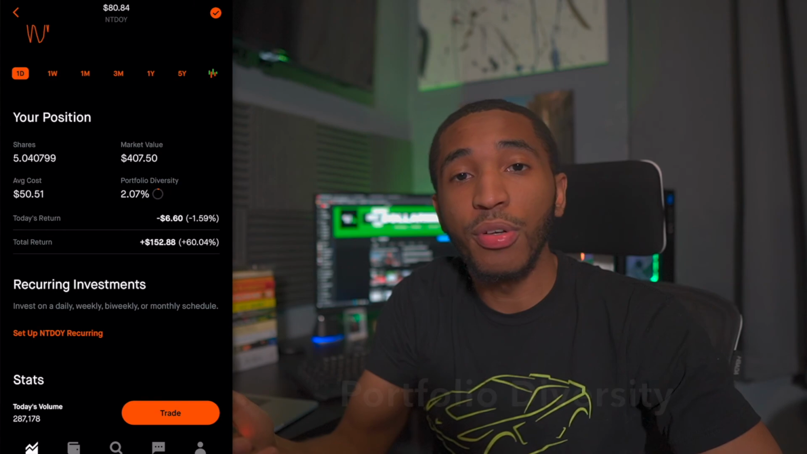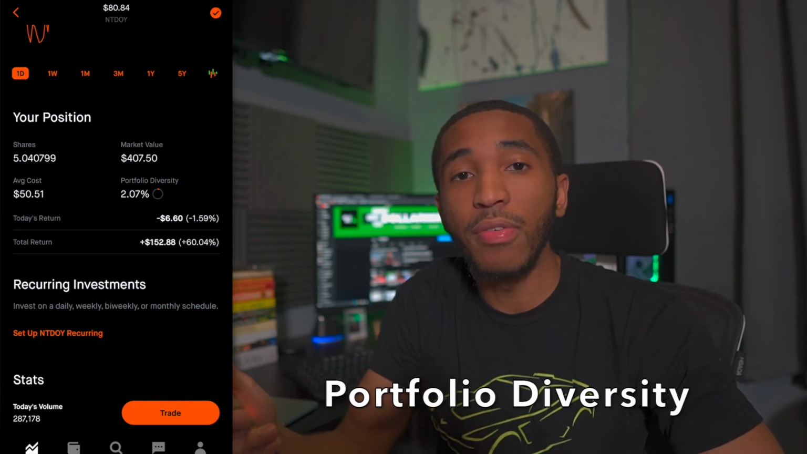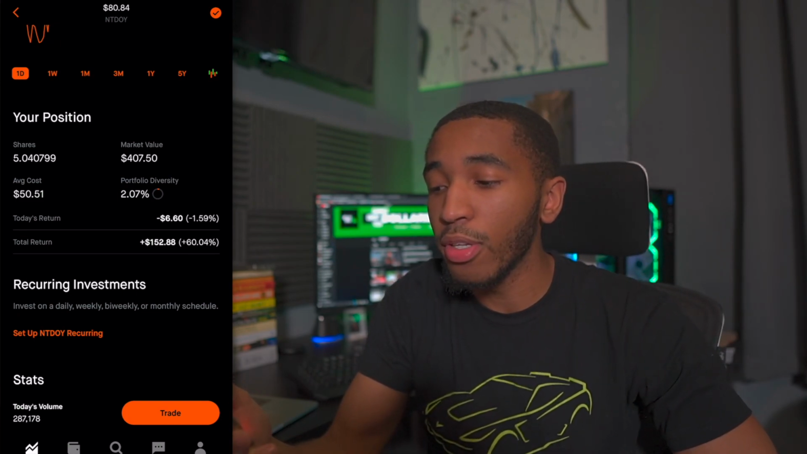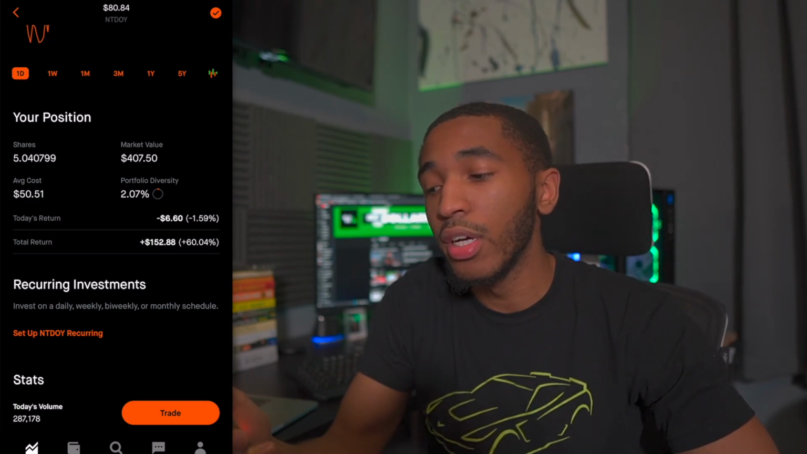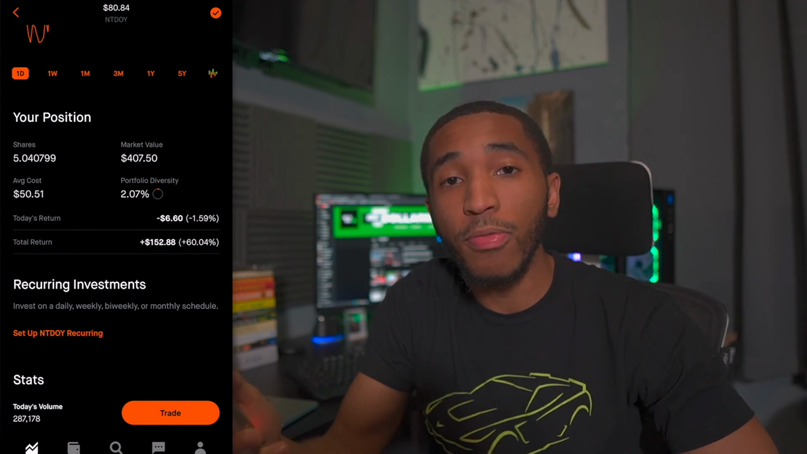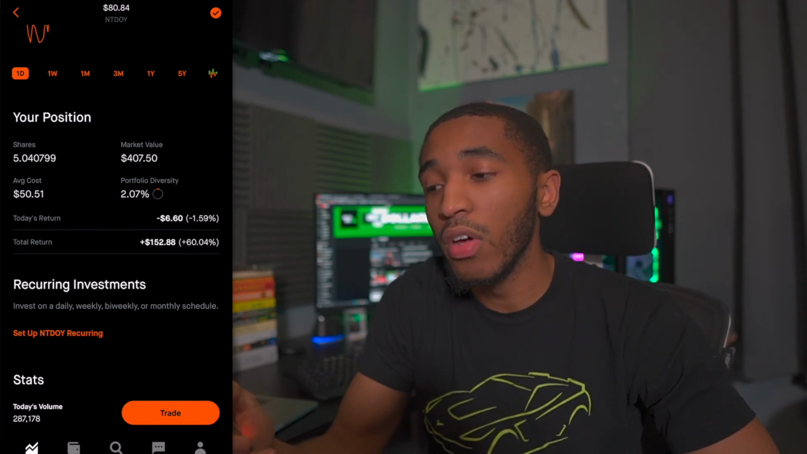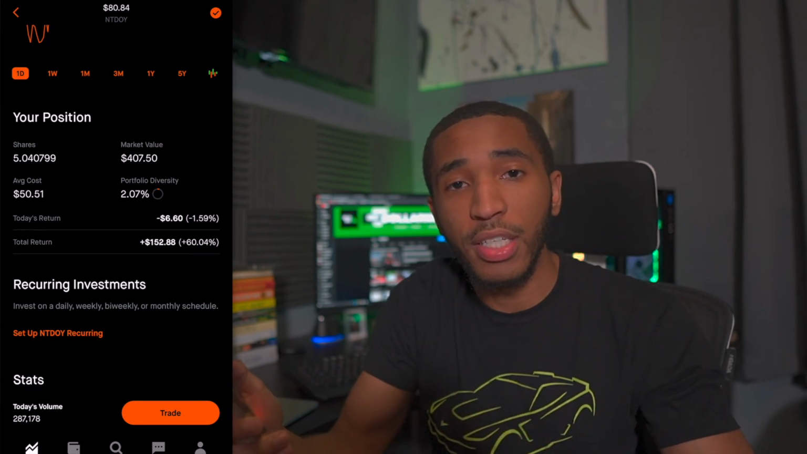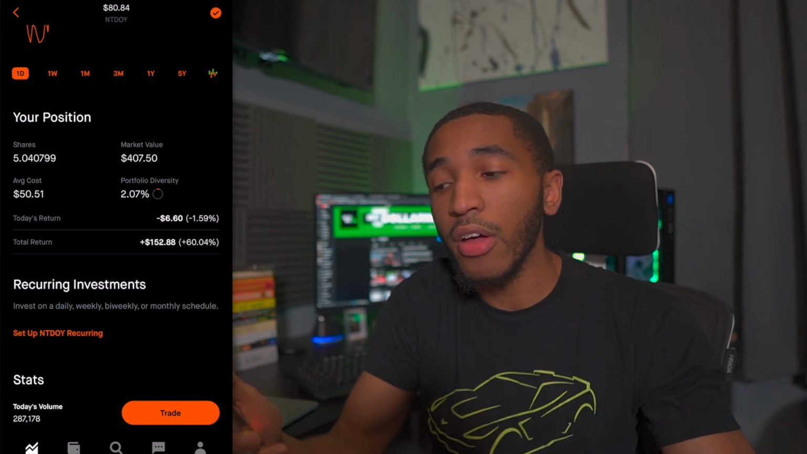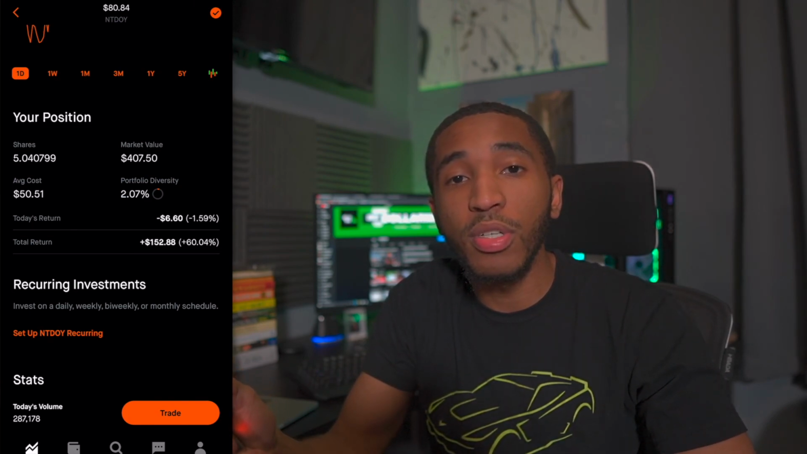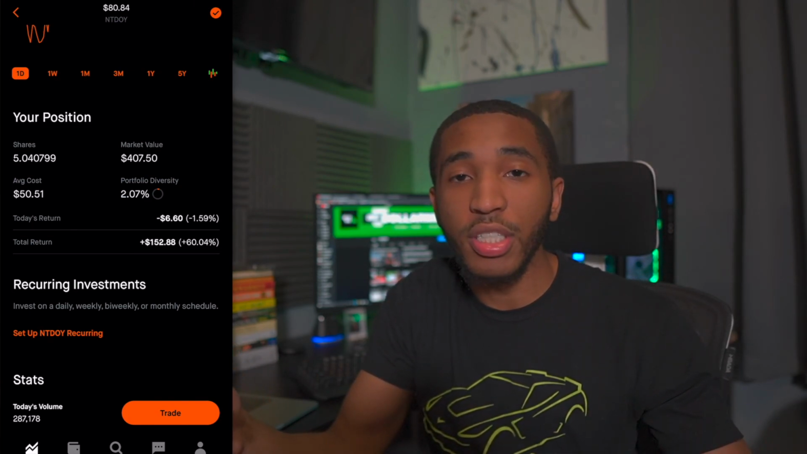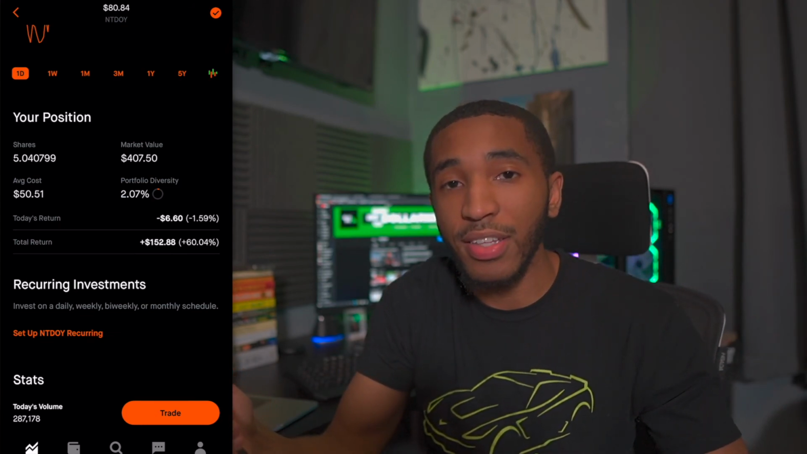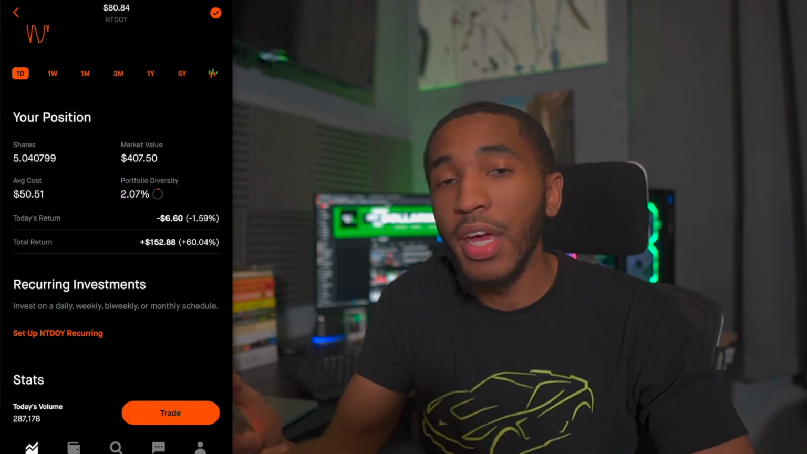As far as portfolio diversity goes, this is basically how much you have in a particular stock across your entire portfolio. You can see here my portfolio diversity for Nintendo right now is roughly 2%. That means 2% of my portfolio is taken up by Nintendo. You guys saw my whole portfolio earlier; it was about $19,000. If I had $19,000 in Nintendo, then my portfolio diversity would say 100%, because my whole portfolio would be in Nintendo. You can see that's not the case at all. Only 2% of my portfolio is Nintendo.